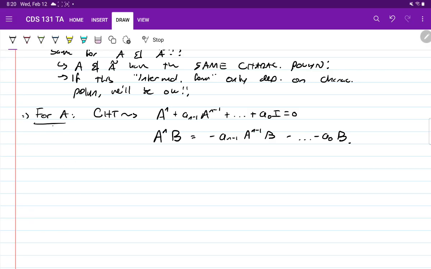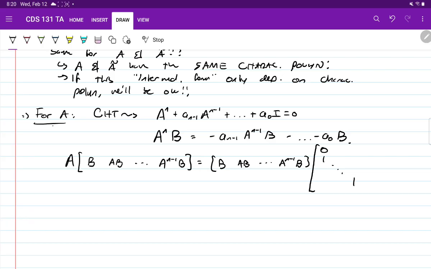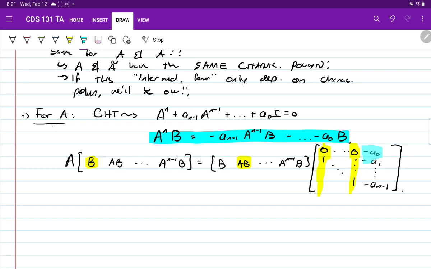If we perform this controllability matrix rewriting of this expression, what we have is A times my controllability matrix B, AB, up to A to the n minus 1 B, which will be equal to B, AB, up to A to the n minus 1 B times this matrix: 0, 1, 1, then zeros, and the last column minus a naught, minus a1, all the way down to minus a n minus 1. These first columns just correspond to collecting like terms on the left and right hand sides, so this B term corresponds to AB over here, and so on. This final column says that A to the n times B is a linear combination of these first n minus 1 powers.